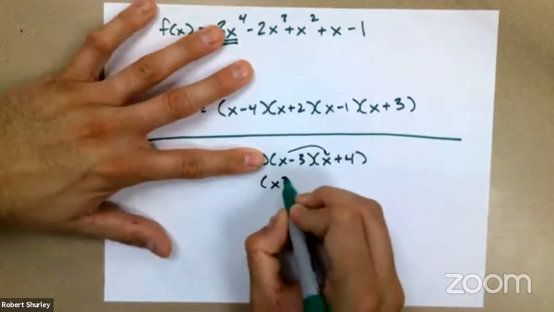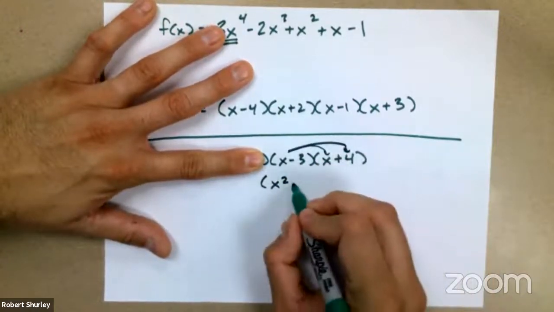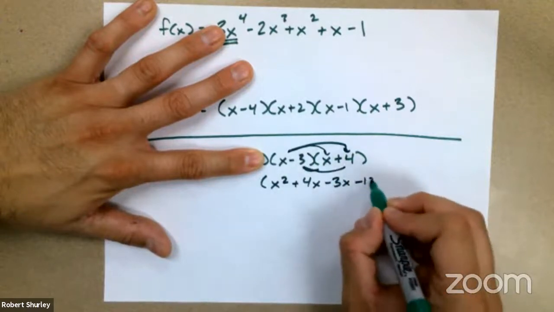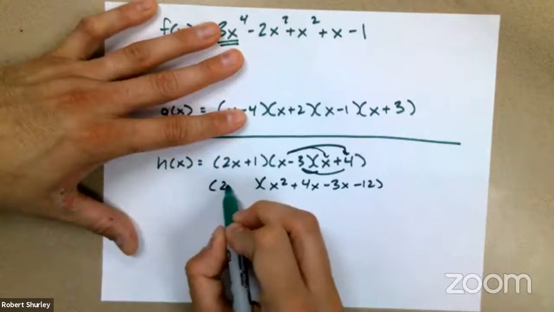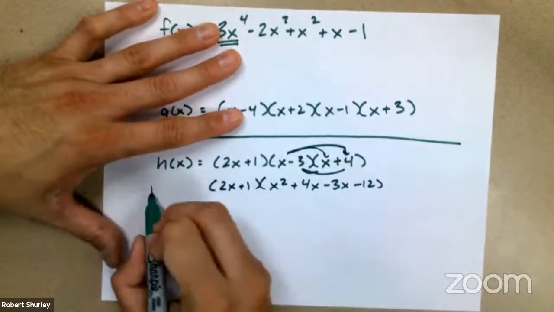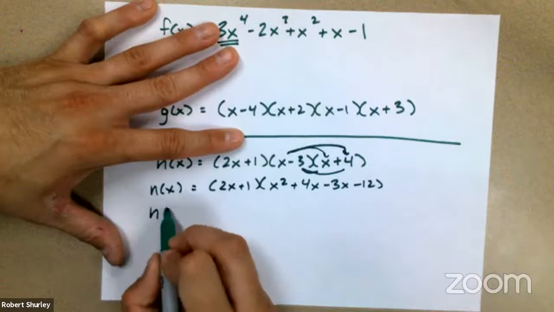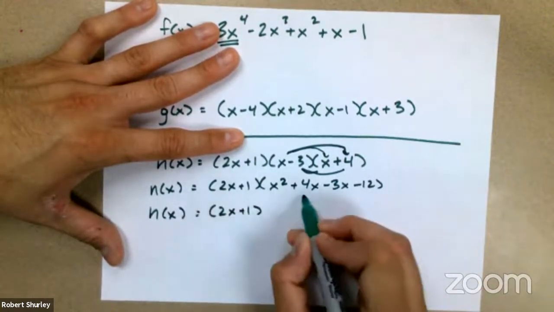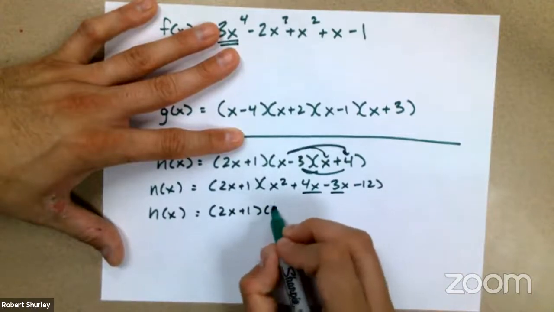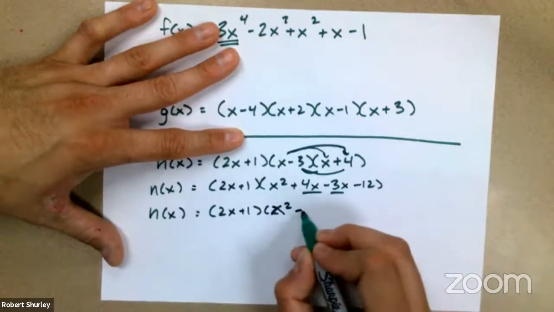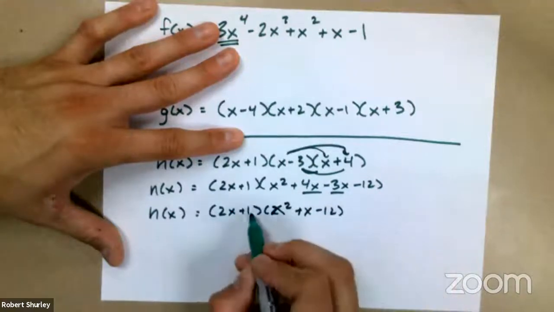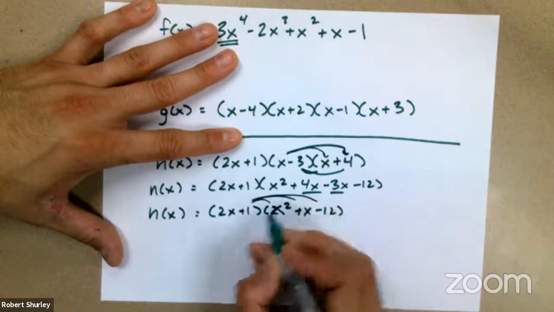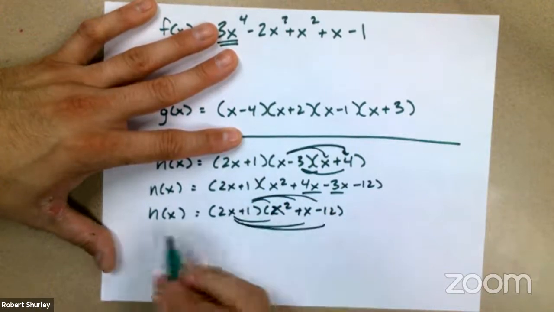So you wind up with x squared plus 4x minus 3x minus 12. You got the 2x plus 1 out there, right? This is still h of x. And then I'm going to combine these two terms. So I get, that's just x squared plus x minus 12. And then I'm going to distribute each of these terms in. So you got to distribute the 1 all the way through and the 2x all the way through, okay?